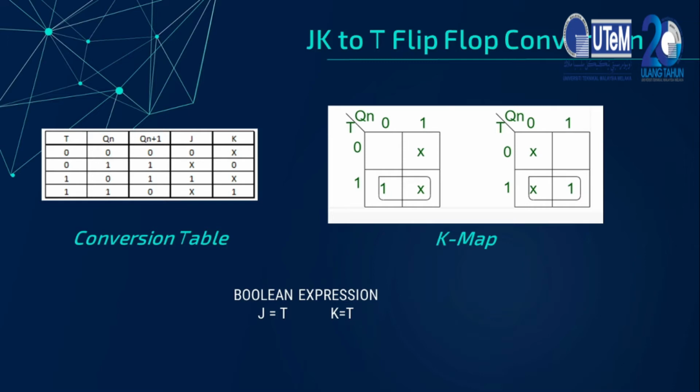This is the table for the conversion, and this is the K-map for the conversion of JK to T flip-flop, and the one below is the Boolean expression for the JK to T flip-flop conversion, which is J equals T and K equals T. Thank you.